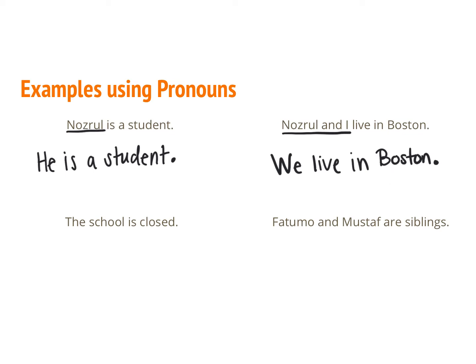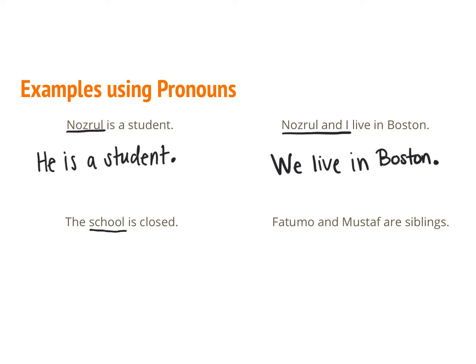Let's look at our next example. The school is closed. So first I need to figure out what my noun is. In this sentence, the noun is school. I'm thinking about the word school. Is it a person, place, thing, or idea?